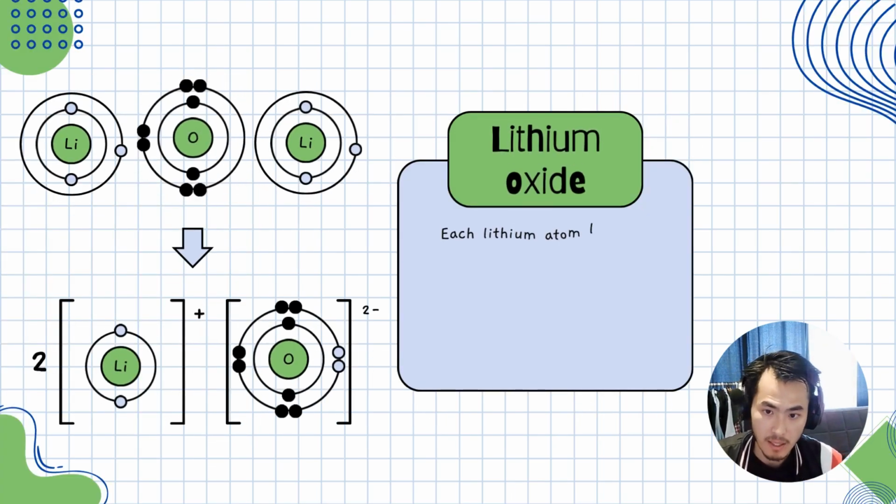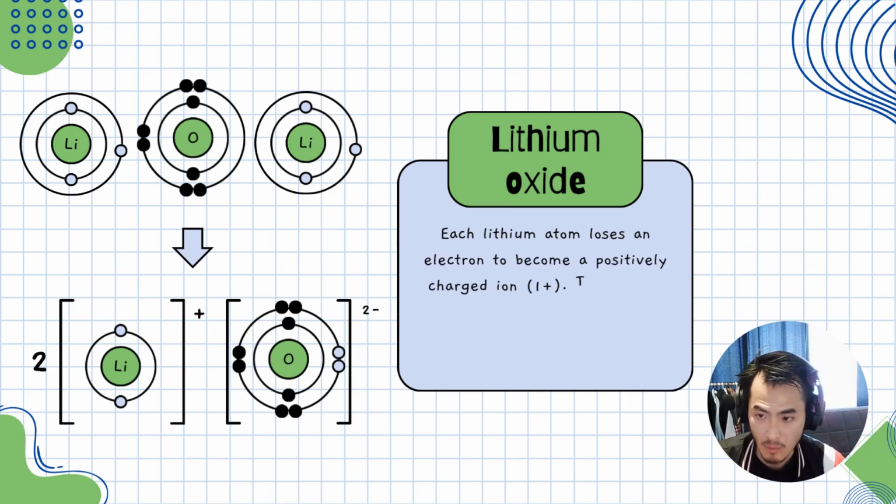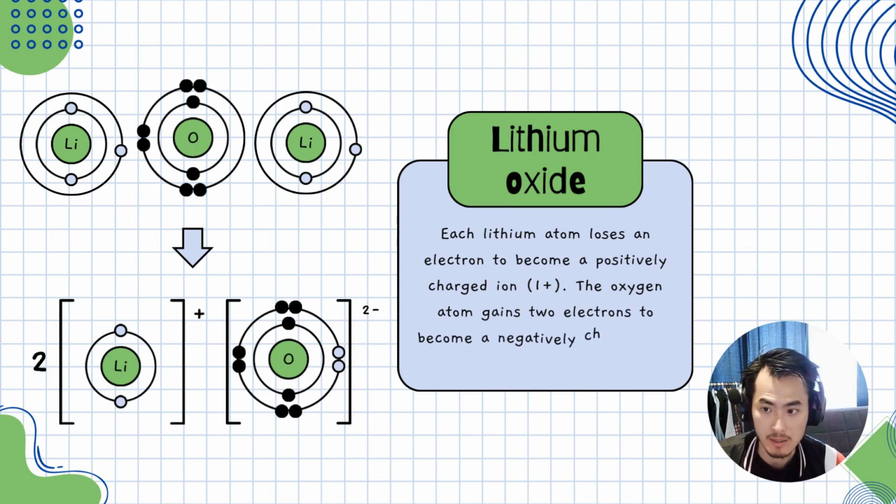Another example would be lithium oxide. So in this case, lithium is in group 1, but oxygen is in group 16, which means oxygen has 6 electrons in the outermost shell. Oxygen needs 2 more for it to become stable. So you need 2 lithium atoms to become 2 lithium ions. You need 1 oxygen ion in this case. So you have Li2O, 2 lithium ions and 1 oxygen ion. Together it forms lithium oxide.